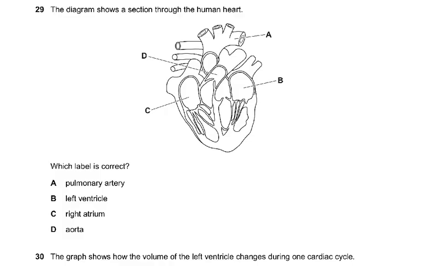Question 29. The diagram shows a section of the human heart. Which label is correct? C. Right atrium. This is something you've got to know or you just don't know it. There's no explanation to it. You just have to know this diagram.